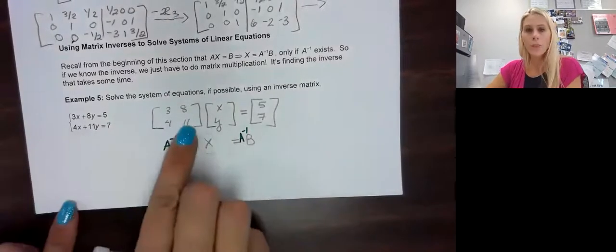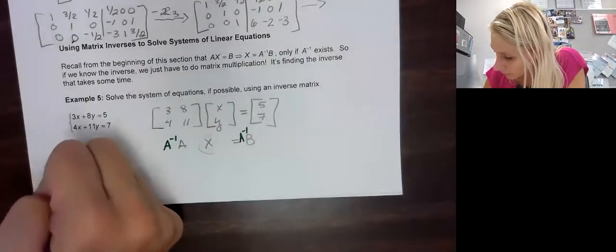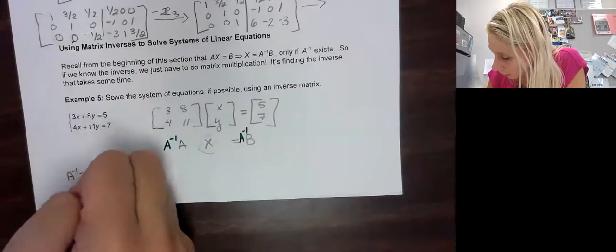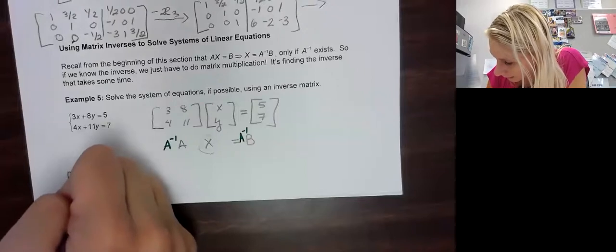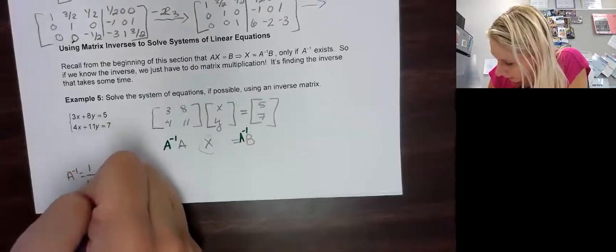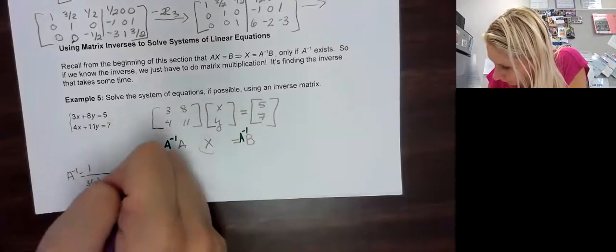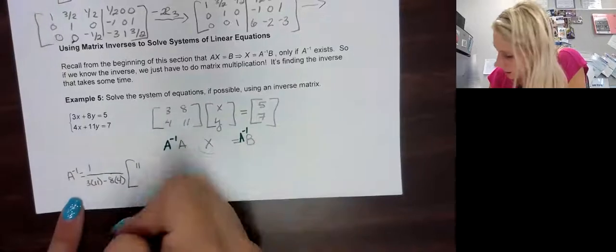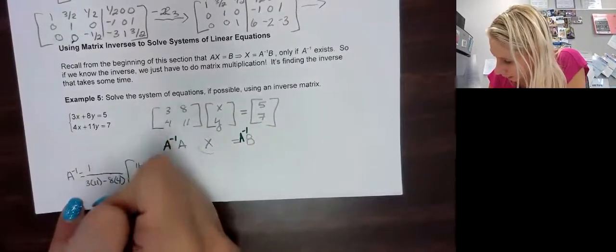Now, this is our 2 by 2, so let's do our little trick. The inverse of A is going to be 1 over A times C minus B times D. And then remember what we do. We switch A and C, and we do the opposite for B. Opposite.